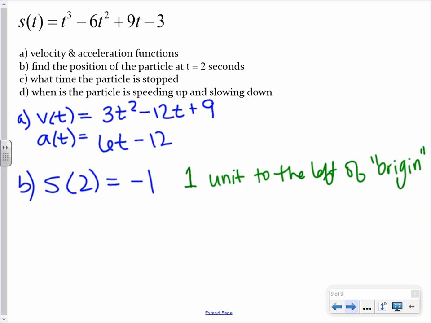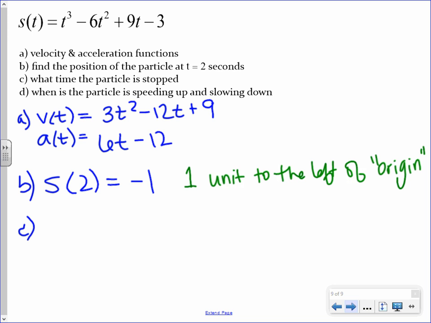Okay. Now, part C. What time the particle is stopped? I'm asking you to find what time the particle is stopped. Think about it for a moment. How would you find that? What time the particle is stopped? Okay. Henry, what do we need to do? Of which function? Very good.